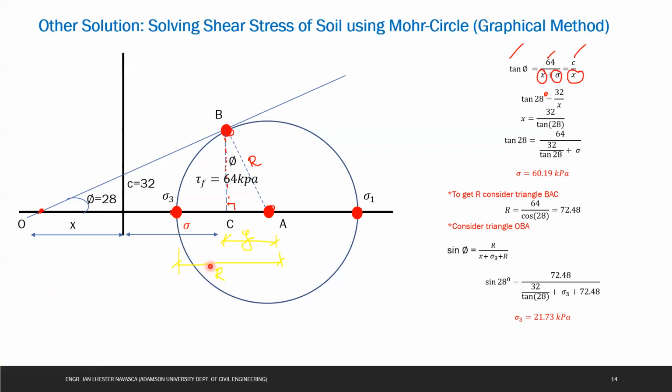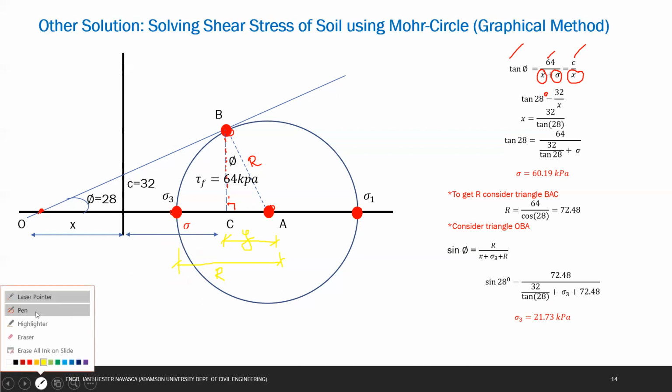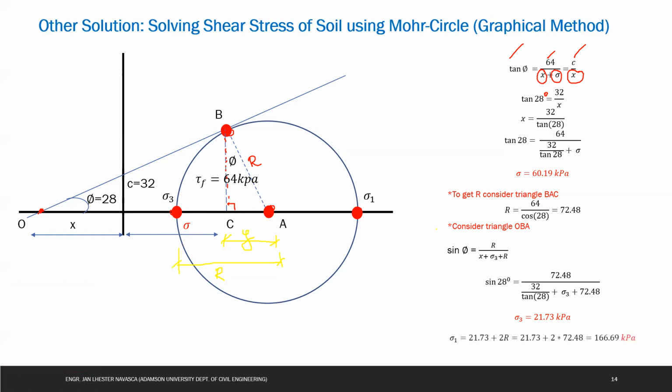So since you now have the value for sigma 3, the distance between sigma 3 and sigma 1 is the diameter of the Mohr circle, or twice the radius. Therefore, your sigma 1 is 21.73 plus twice the radius, that is 2 times 72.48. You get 166.69 kPa. Okay? So this distance over here is twice the radius, 2r.